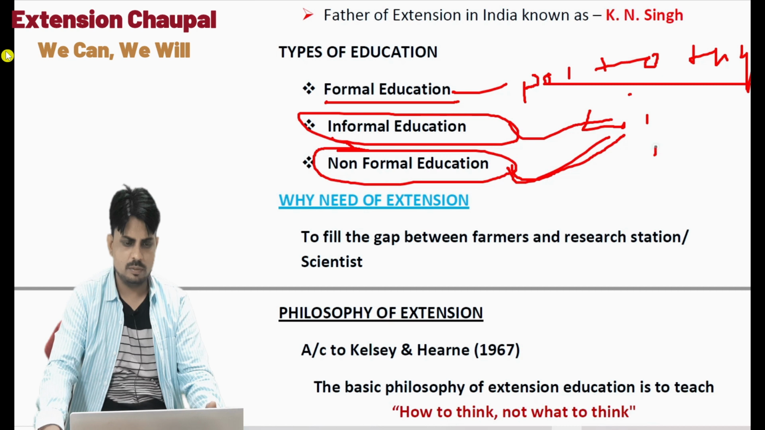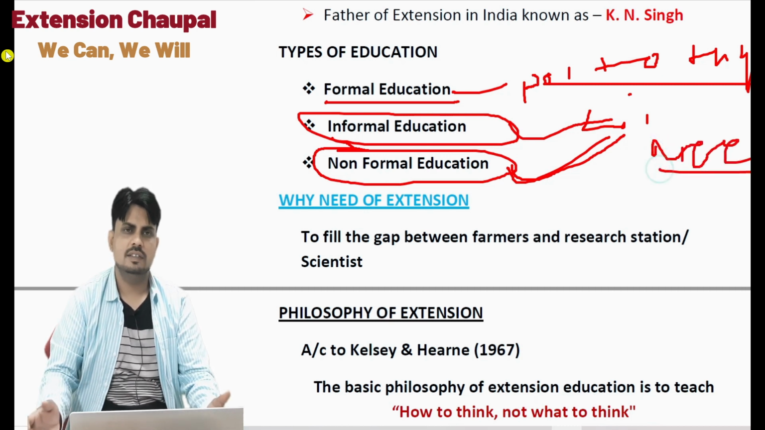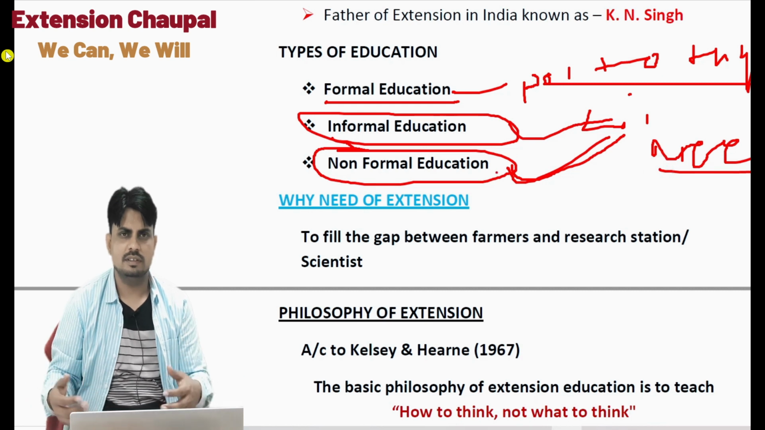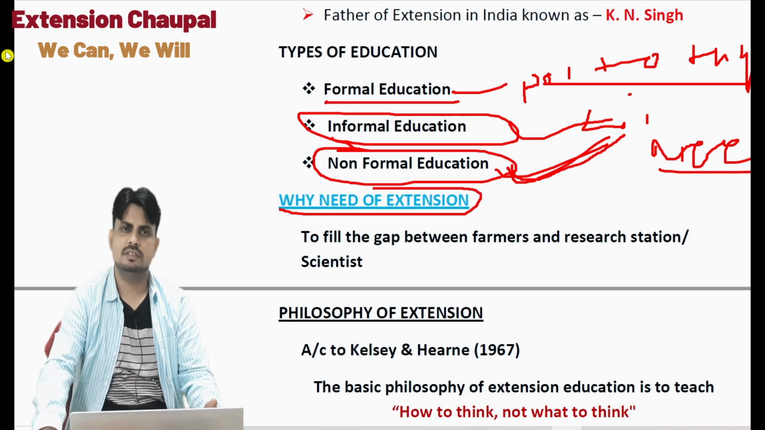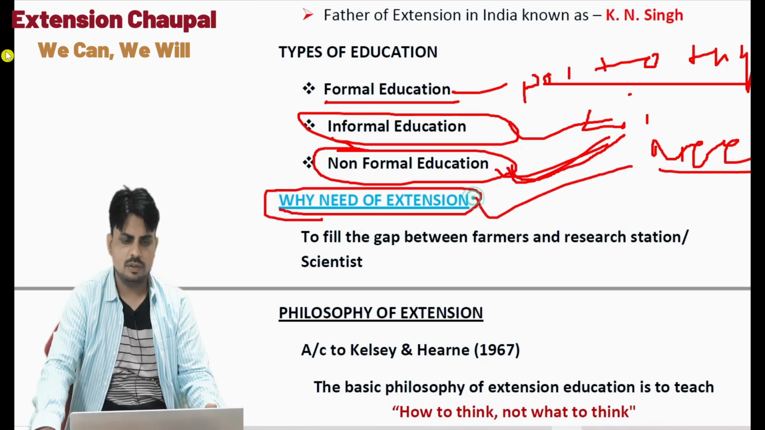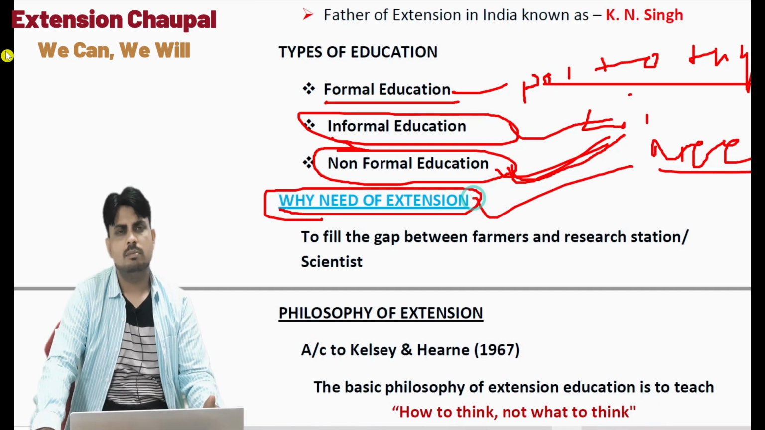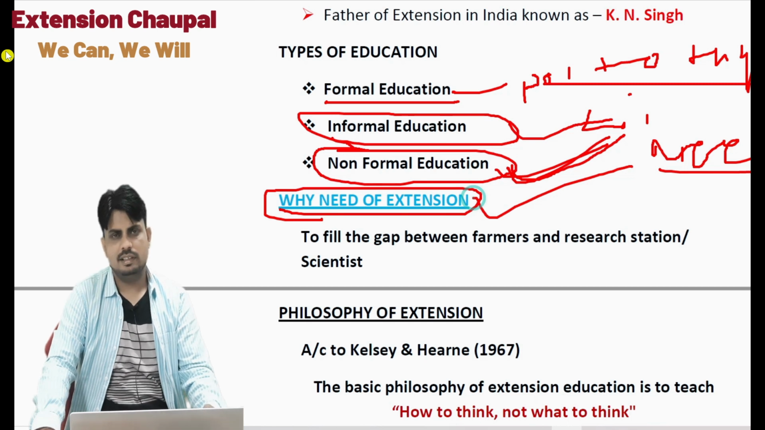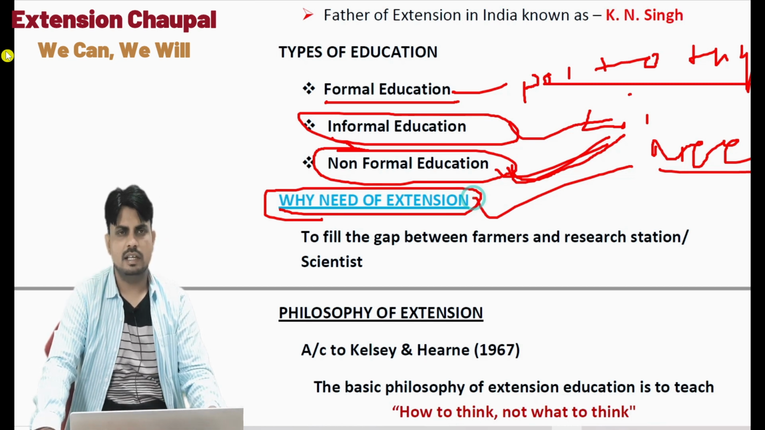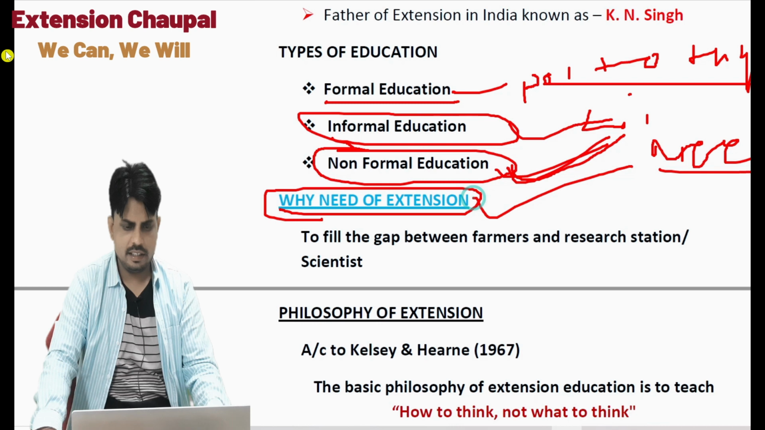Informal education is a lifelong process. What we learn from our daily experiences, everything we have learned anywhere, comes under the informal education system. And the last one is non-formal education. Non-formal means it is systematic, organized, and most importantly it is completely dependent upon the need and interest of the people. It is an out-of-school education system. Agricultural extension is always considered non-formal education. Now coming to the point, why the need of extension.